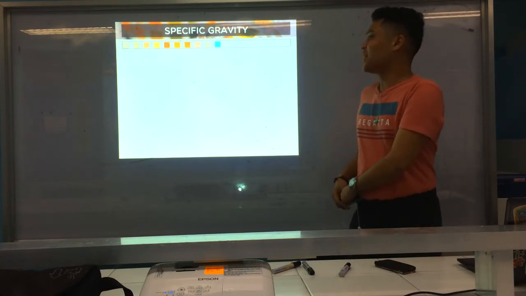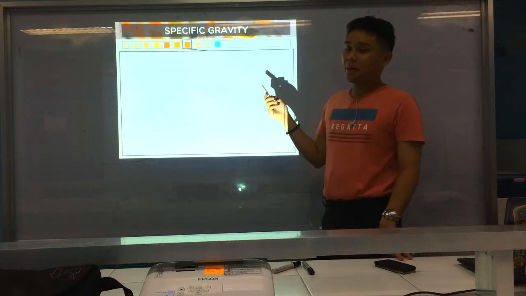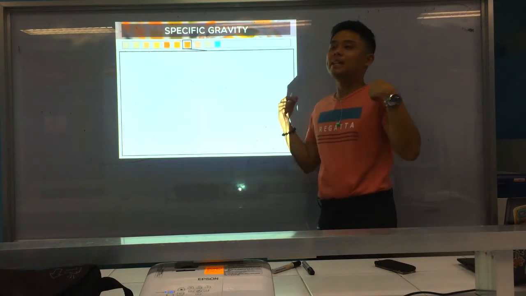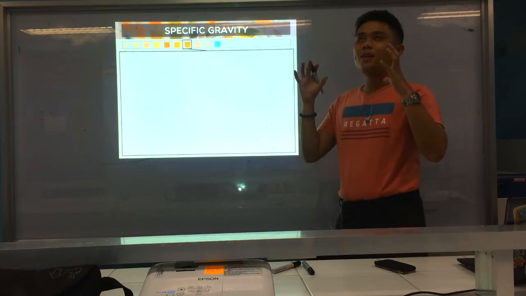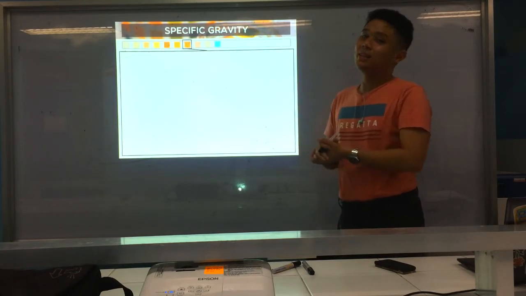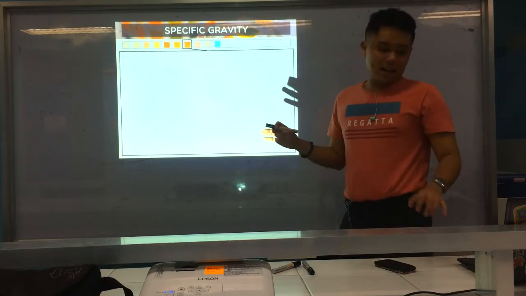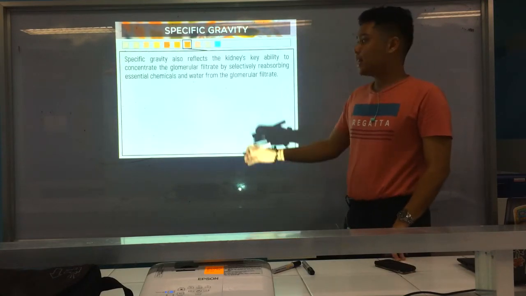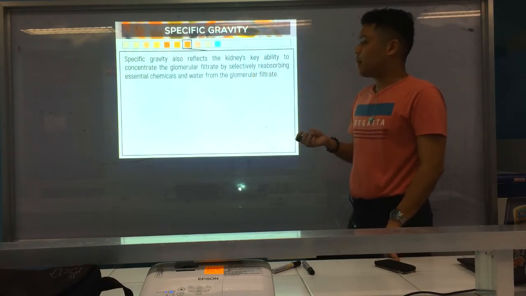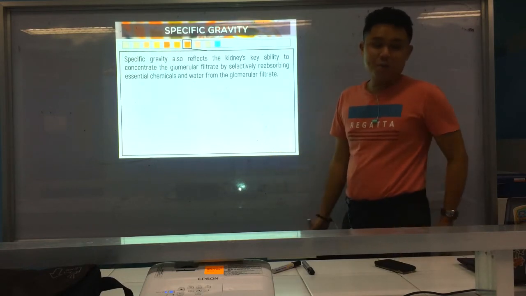Okay, alright. So we'll now go to the fourth parameter, which is, of course, your specific gravity. Specific gravity, di ba, na-discuss na natin sa physical exam, and specific gravity is, again, the comparison of the density of a solution to the density of distilled water. Ato na siyang gamit sa chemical exam because, in a way, it detects the ability of the kidneys to concentrate the glomerular filtrate, by selectively reabsorbing essential chemicals and water from the glomerular filtrate.